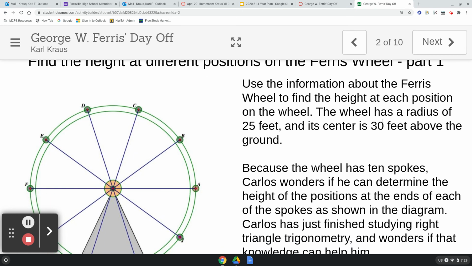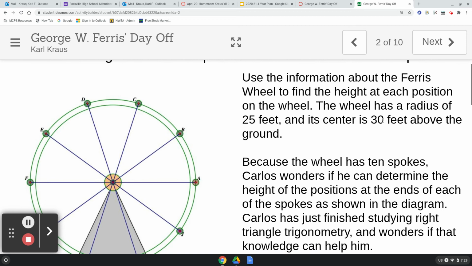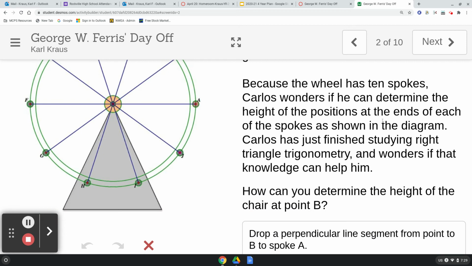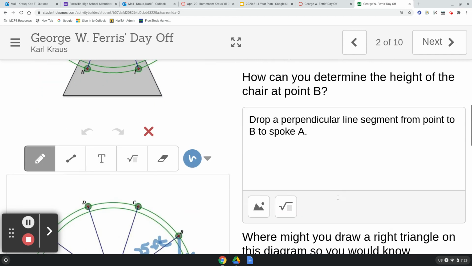Use the information about the Ferris wheel to find the height at each position on the wheel. The wheel has a radius of 25 feet, and its center is 30 feet above the ground. Because the wheel has 10 spokes, Carlos wonders if he can determine the height of the positions at the ends of each of the spokes as shown in the diagram. Carlos has just finished studying right triangle trigonometry and wonders if the knowledge can help him. How can you determine the height of the chair at point B?